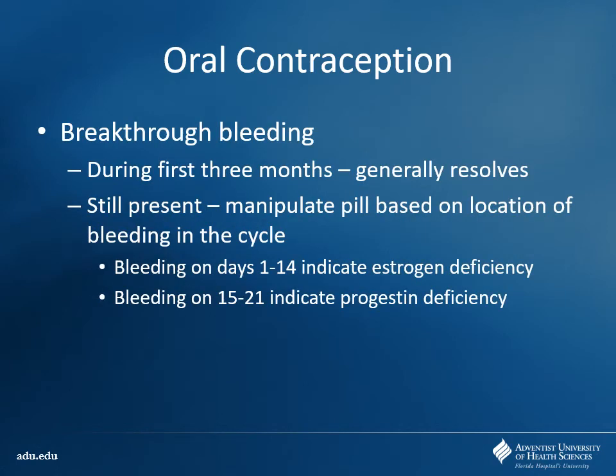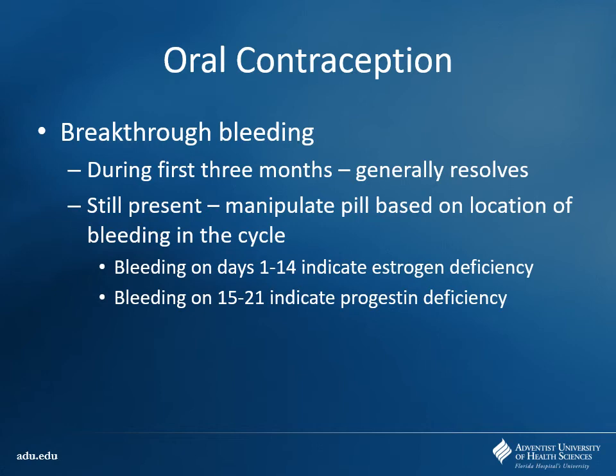Okay. Now, if there's any breakthrough bleeding occurring here, typically this can resolve within the first 3 months. Your body's getting used to it over time. However, if it's still present after that period of time, you can get an idea for what the issue is based on where the bleeding is occurring throughout the month. So, for instance, if it's occurring early on during the month, say the first 1 to 14 days, it's usually related back to an estrogen deficiency. So I can maybe switch to a product where they're getting more estrogen early on in the month, and that typically will help resolve some of that bleeding.